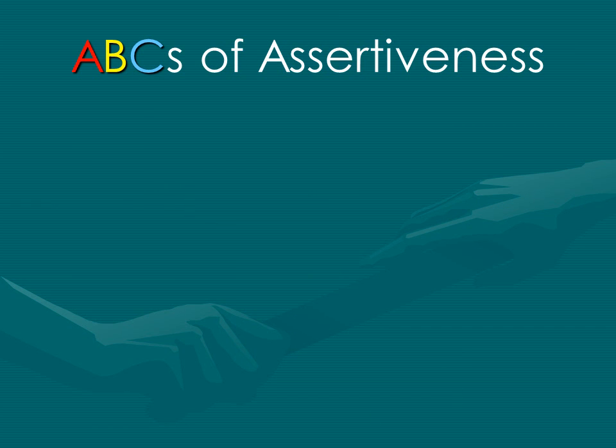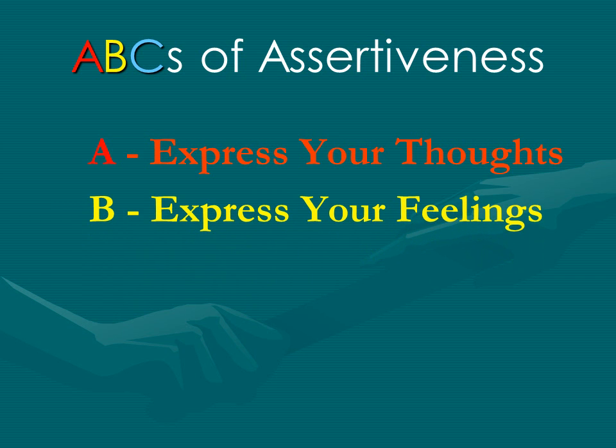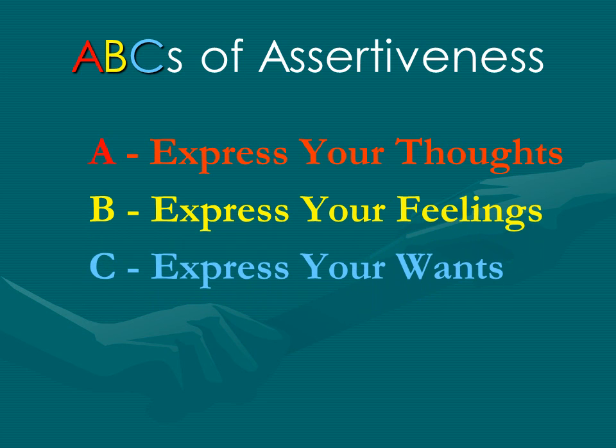Let's talk about the ABCs of assertiveness. The A in the ABCs of assertiveness is going to involve expressing your thoughts. The B is expressing your feelings, and then C, expressing your wants. So if we start our communication by expressing our thoughts, we might say something like, I saw that you were late today.